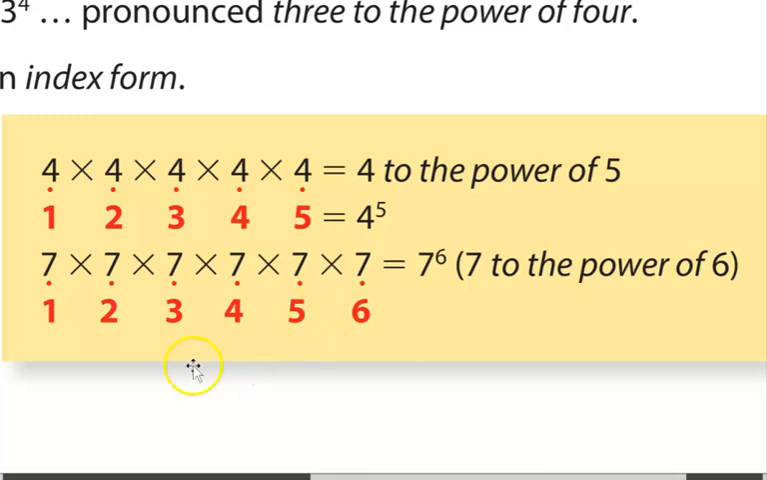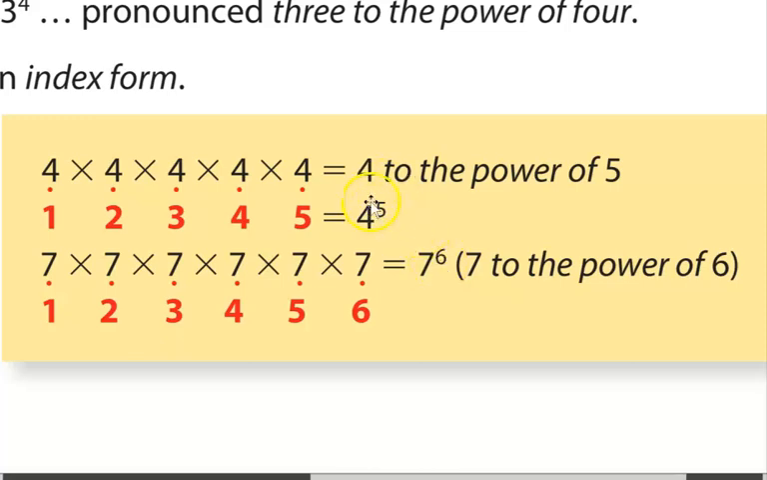And one more example, 7 times 7 times 7 times 7 times 7 times 7. We can see there's 6 of them. That's why we have the 1, 2, 3, 4, 5, 6. It's just counting how many 7s there are. So it's 7 multiplied by itself 6 times. So it gives us 7 to the power of 6.